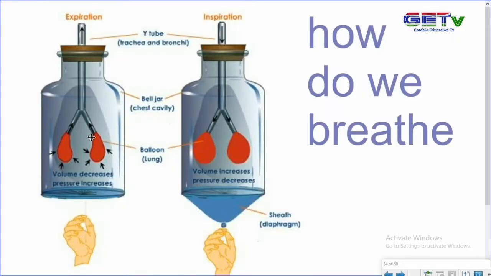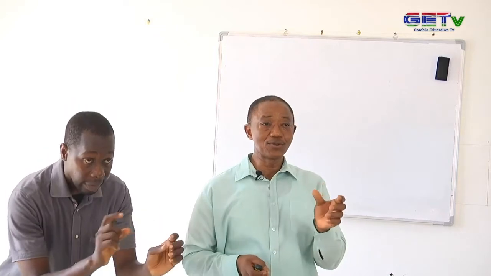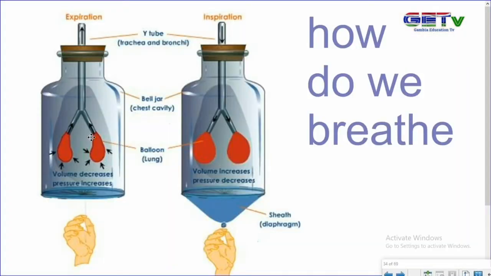These are experiments to enable us to demonstrate how we breathe. You have a glass tube that represents the thoracic, the chest cavity, and you place a tube with a fork, a Y-shaped piece. You tie balloons to both ends of the tube, and at the bottom you tie a piece of elastic, maybe from a balloon, and then you can see it on the left.